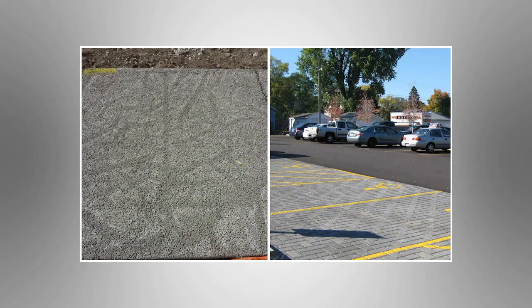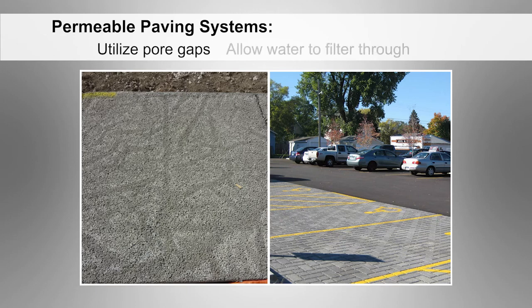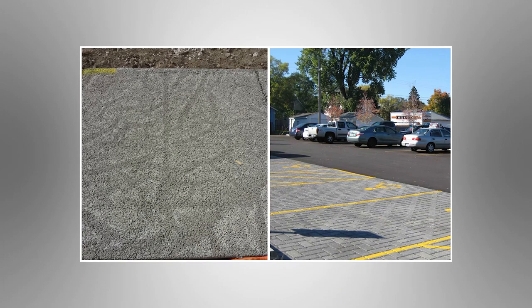Another option to reduce stormwater effects is to replace existing paving with permeable paving systems. These are specially designed surfaces that replace asphalt and other traditional materials by utilizing pore gaps between the material that allows water to filter through into the ground. You can see two common examples of permeable pavement here.